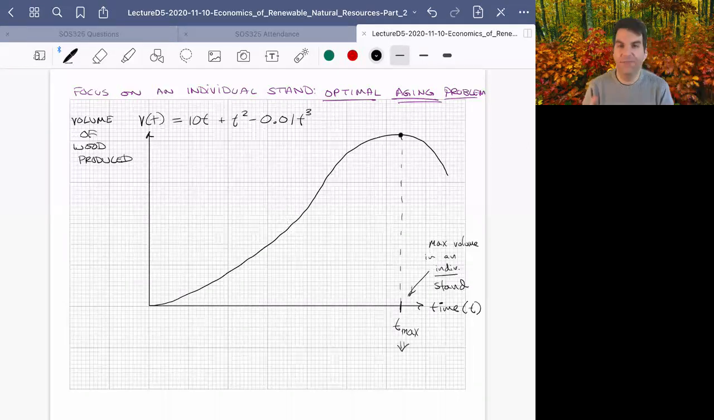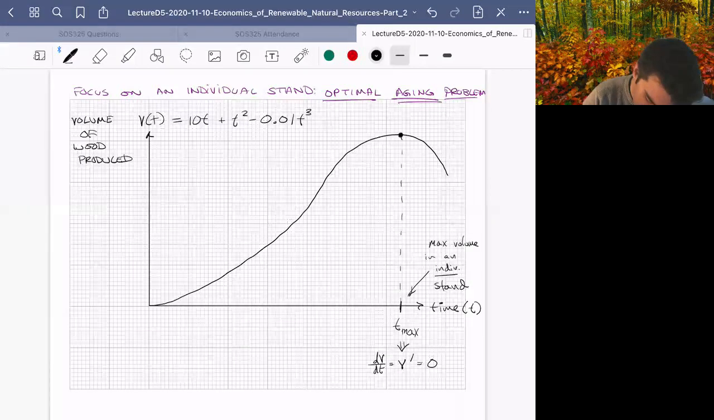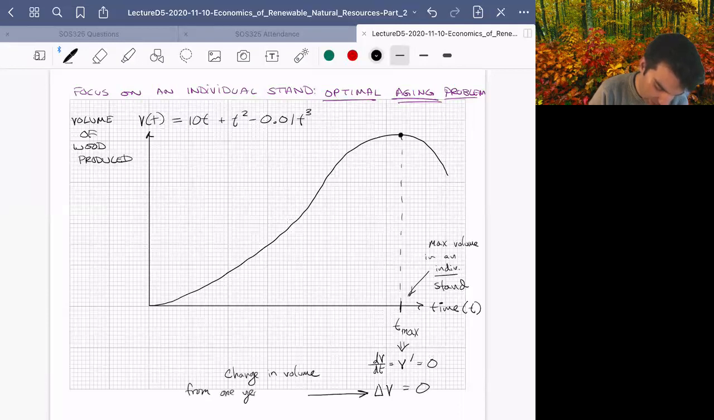Well, if you have a calculus mindset, then that corresponds to where dV/dt, which I will also call V prime, is equal to 0. If you're not comfortable thinking of it that way, then we can say it's where delta V is equal to 0, where delta V is the change in volume from one year to the next. And so up here, delta V is equal to 0.